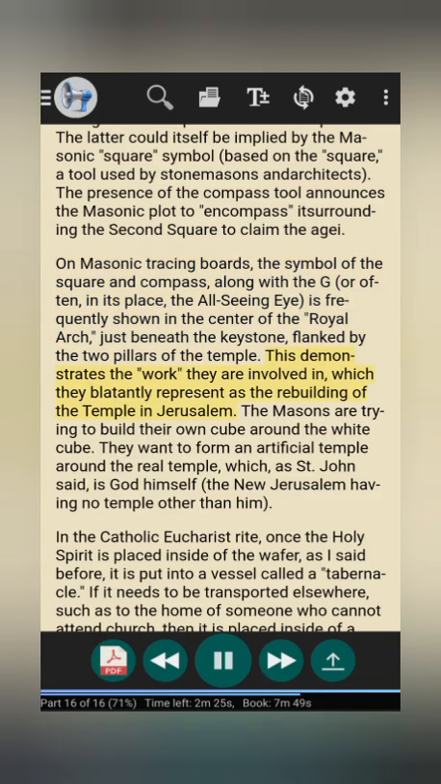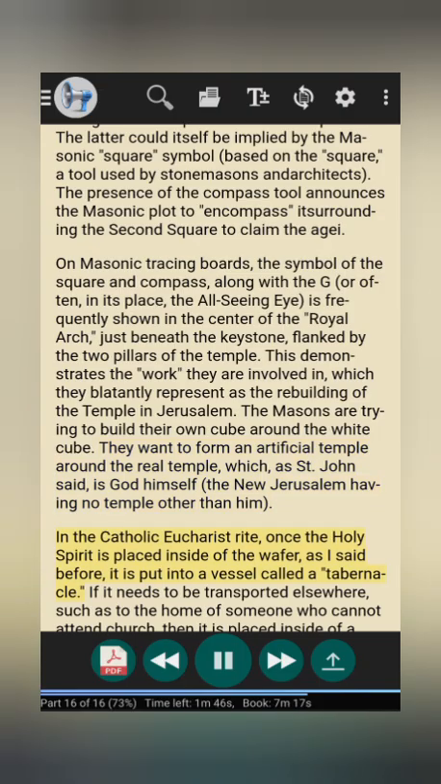This demonstrates the work they are involved in, which they blatantly represent as the rebuilding of the temple in Jerusalem. The Masons are trying to build their own cube around the white cube. They want to form an artificial temple around the real temple, which, as St. John said, is God himself, the New Jerusalem having no temple other than him.